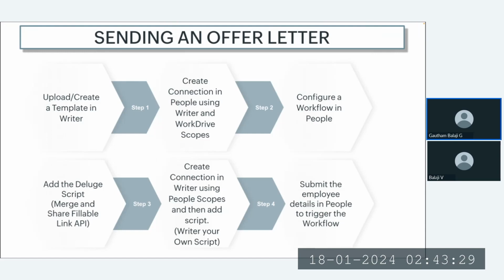Not only that, we will also fill in the submitted details in the appropriate record. We will just show you how it is done. In order to configure the Writer's end, we have used a customized script. So we have created a connection in Writer using Zoho People scopes, and then we have added the script. Once this configuration is done, all you have to do is submit the employee details in People so that the workflow will be automatically triggered.